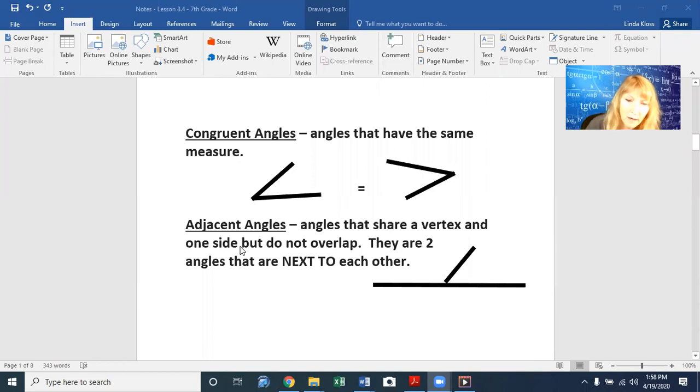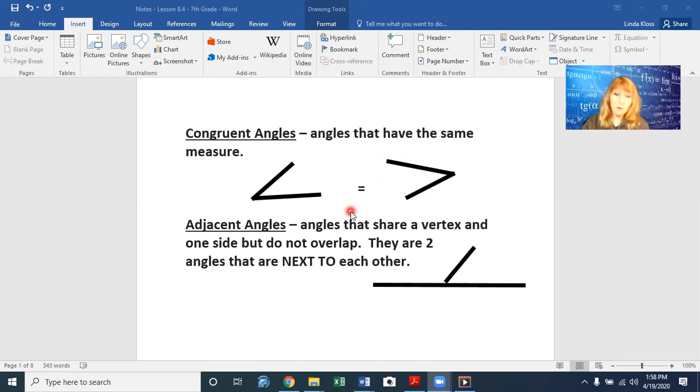Congruent angles are angles that have the same measure. Congruent is a word that you're going to use a lot in geometry. So the angles in this example here are congruent. This angle is the same size as this angle. They're turned differently, but they still measure the same degrees. And we'll get into measuring angles in just a minute.